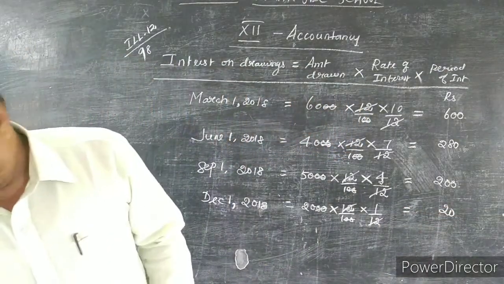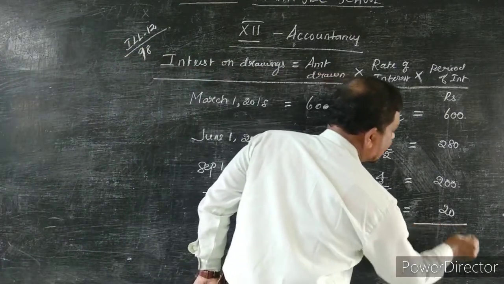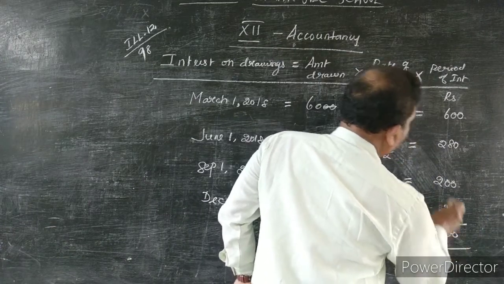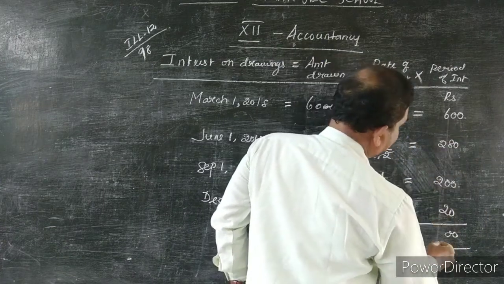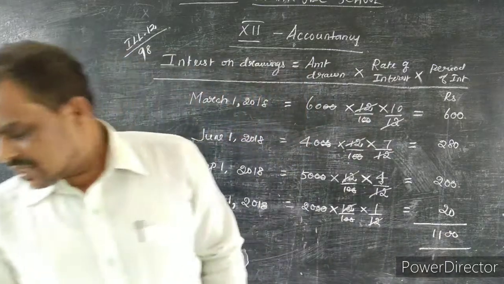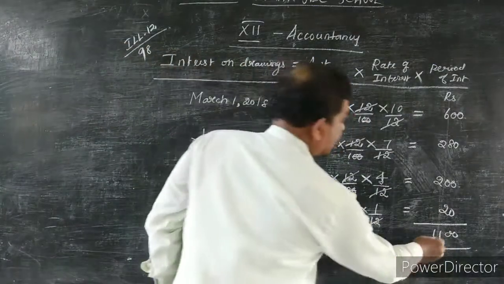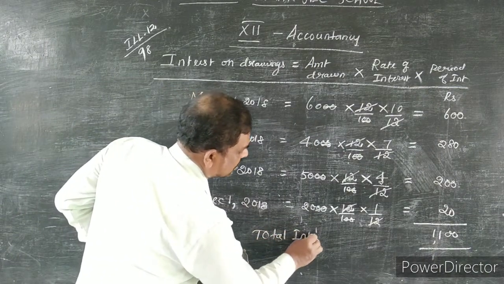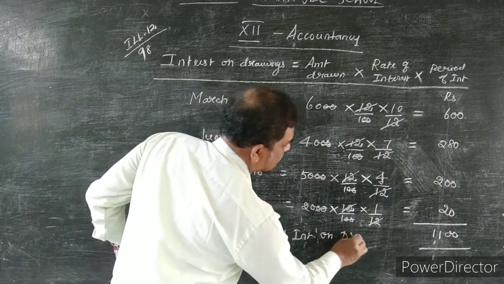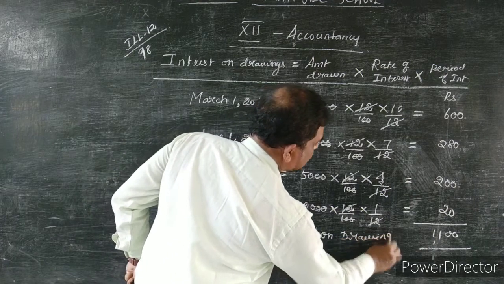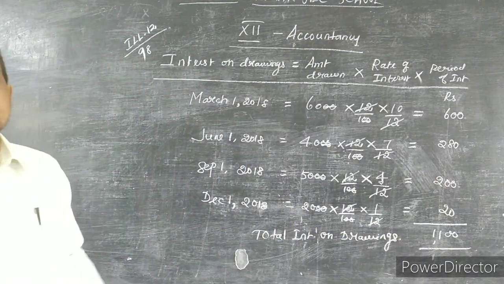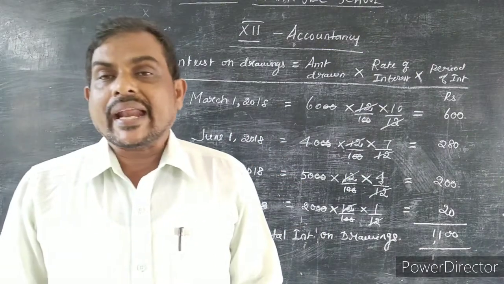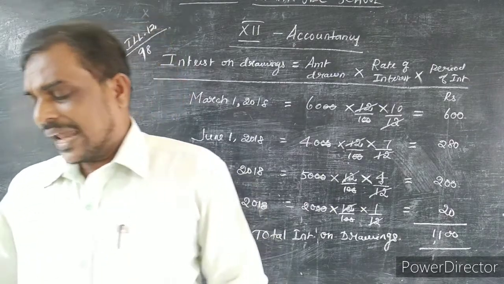Now we have to calculate the total interest on drawings. How much? 80 plus 20, 100. 3 plus 8, 11. That is rupees 1100. This is the total interest on drawings. By this way only we have to calculate the interest on drawings under the direct method of calculation.